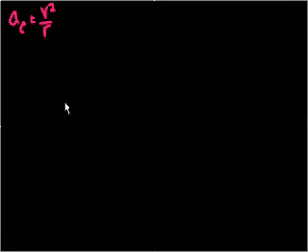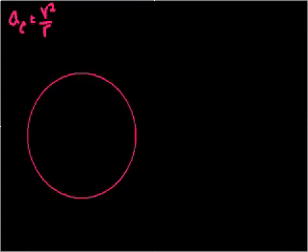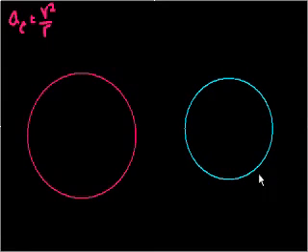So let me draw two circles. So let's say this is my first circle. Let me draw another circle. I'll do another color just for fun. Okay, this is my other circle. This is the center of the circle.